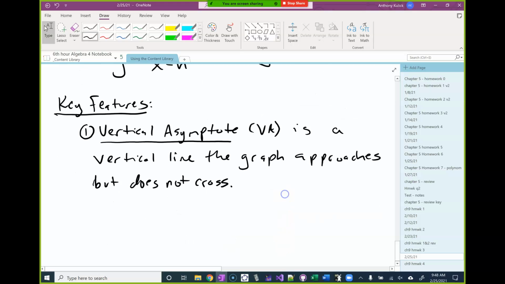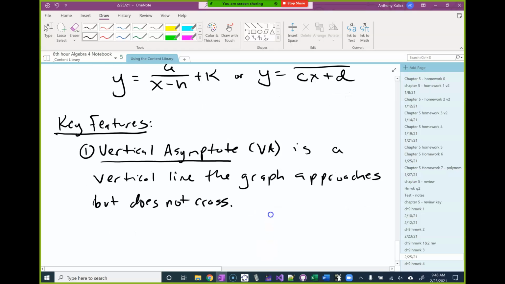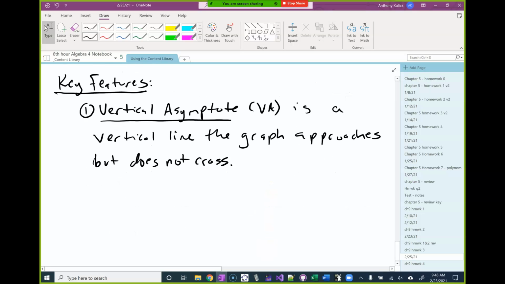So a vertical asymptote is just a vertical line that the graph approaches but does not cross. And so just again, remember, vertical is up and down, straight up and down.